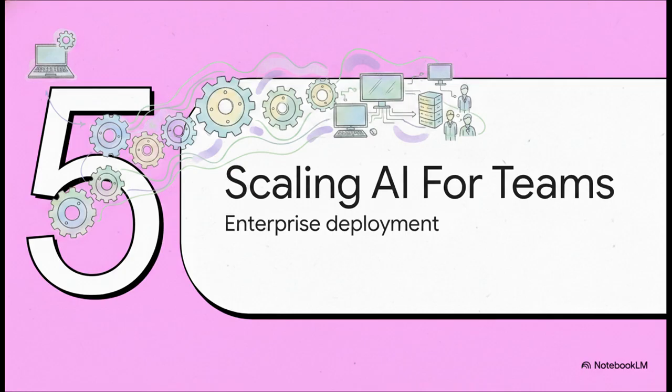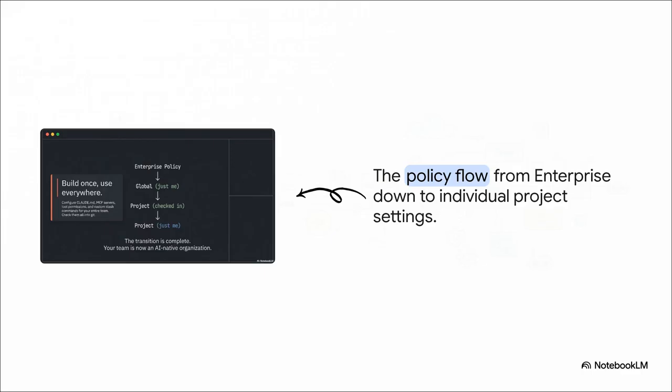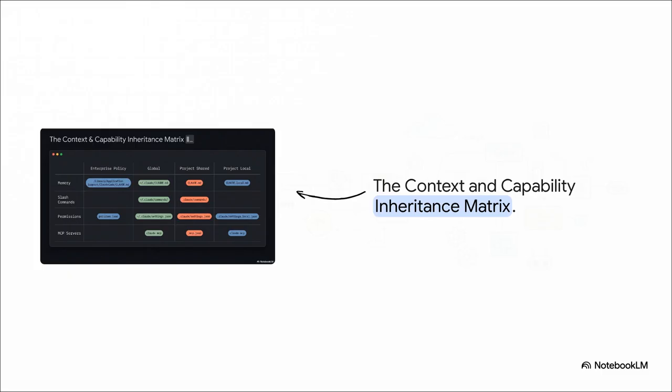Because at the end of the day, a tool is only truly powerful when the entire team is aligned on how to leverage it. The whole motto here is build once, use everywhere. You configure your permissions, your custom slash commands, your MCP servers. You do all of that just once at the enterprise level. And then it cascades perfectly downward, from the enterprise policy down to global user settings, right into the local project files. That guarantees total consistency across, say, hundreds of engineers. It's a beautifully structured hierarchy.